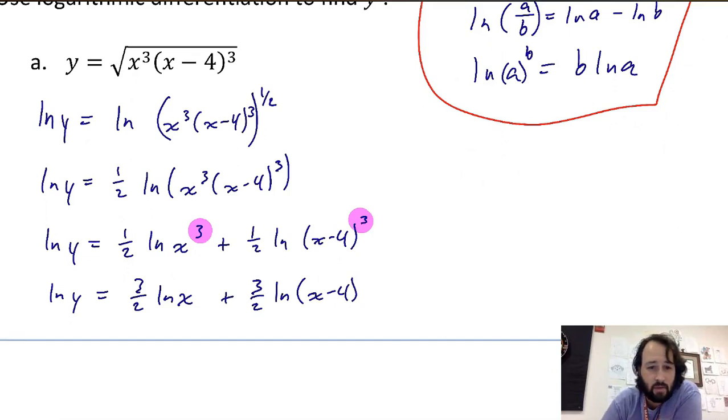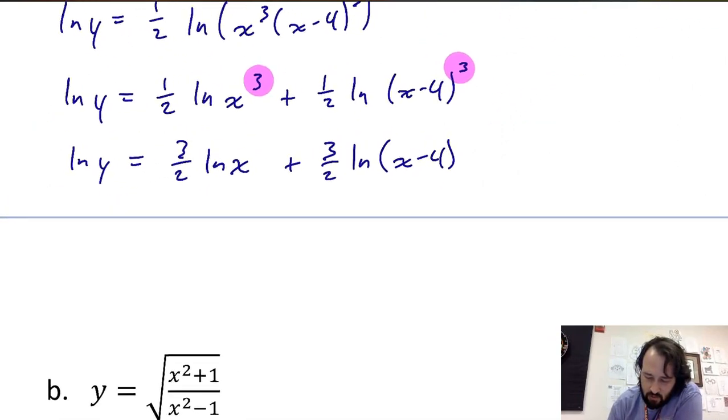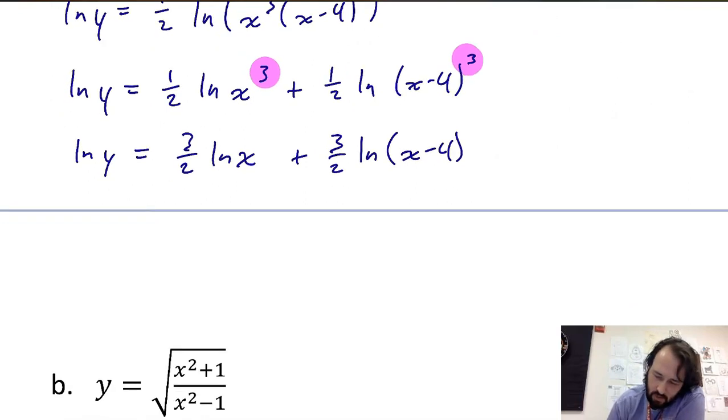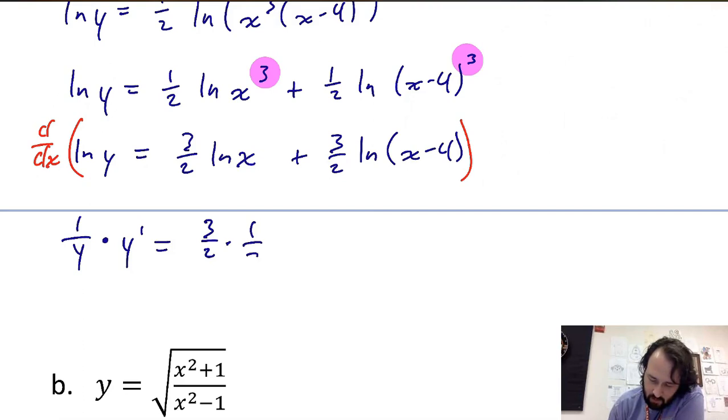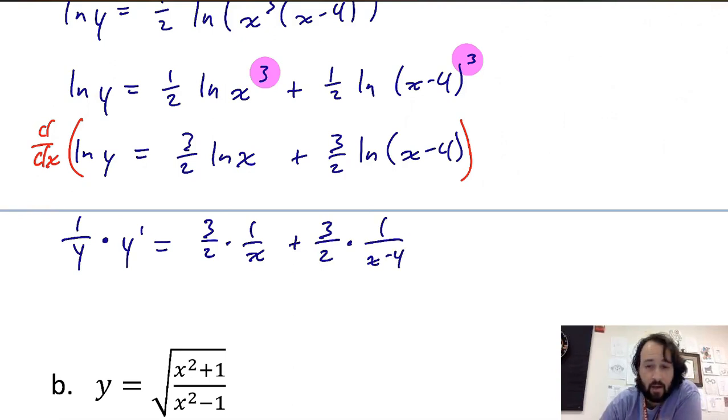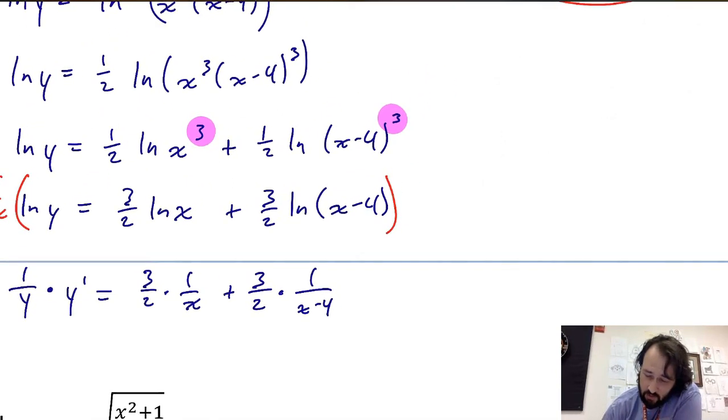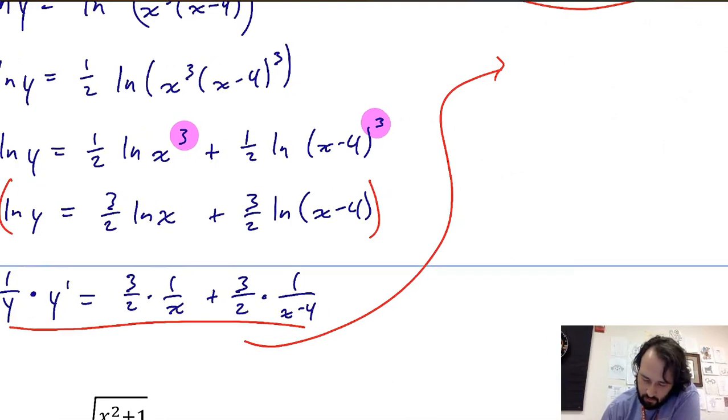is take the derivative of this stuff. So if I take the derivative with respect to x, this is what we've been doing up to this point with the implicit differentiation. I don't necessarily have to have the y by itself. On this left-hand side, I would have 1 over y times y prime equals 3/2 times 1 over x plus 3/2 times 1 over (x - 4). And that I have taken the derivative. That's it. That's all I needed to do to take that derivative. So it makes it a lot faster once you get really good at these properties of logs. So I'm going to take this, I'm going to move it up over here.